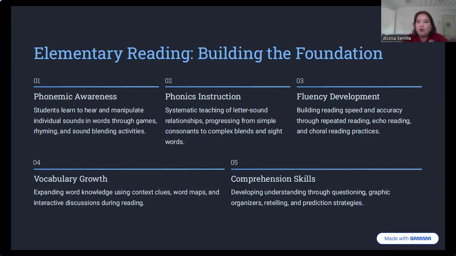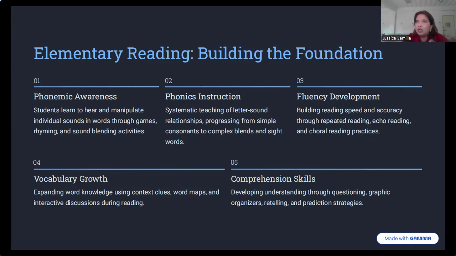So another one is phonics instruction. When we talk about phonics instruction, it is the systematic teaching of letter-sound relationships. Our students are trying to learn already, twisting the tongue, or I mean part of the speech organ, progressing from simple consonants to complex blends and sight words. Out of that, they create fluency development, building reading speed and accuracy through repeated reading, echo reading, or choral reading.